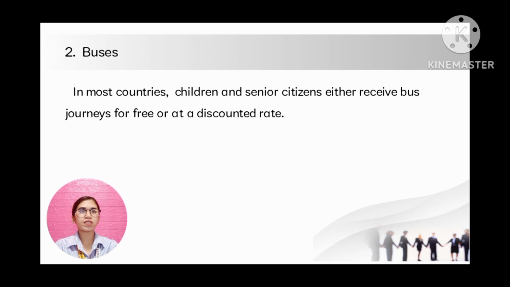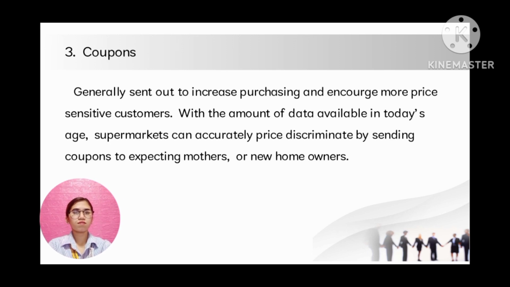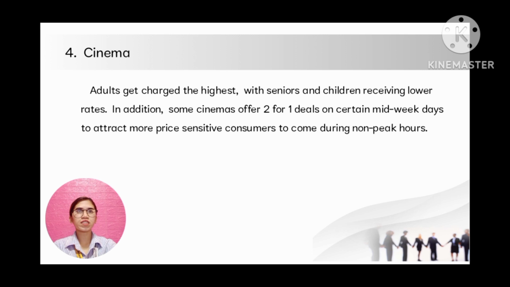Second is buses. In most countries, children and senior citizens either receive bus journeys for free or at a discounted rate. Third is coupons, generally sent out to increase purchasing and encourage more price-sensitive customers. With the amount of data available in today's age, supermarkets can accurately price discriminate by sending coupons to expecting mothers or new homeowners.